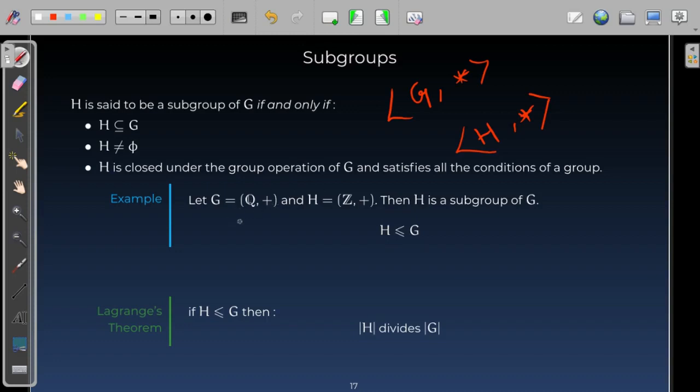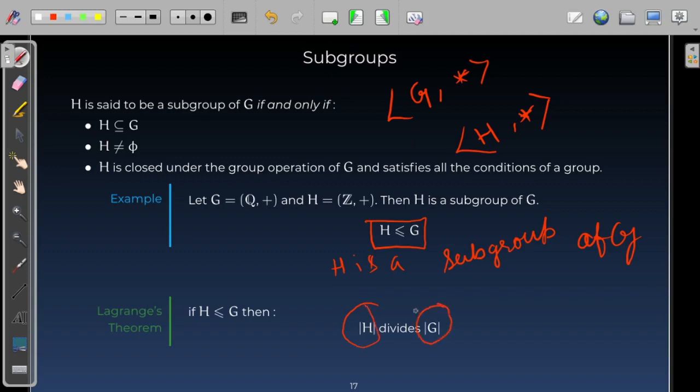This less than or equal to sign is interpreted like this: H is a subgroup of group G. And there is a theorem with respect to subgroups that if H is a subgroup of G, then the number of elements in the underlying set H must divide the number of elements in the underlying set G.